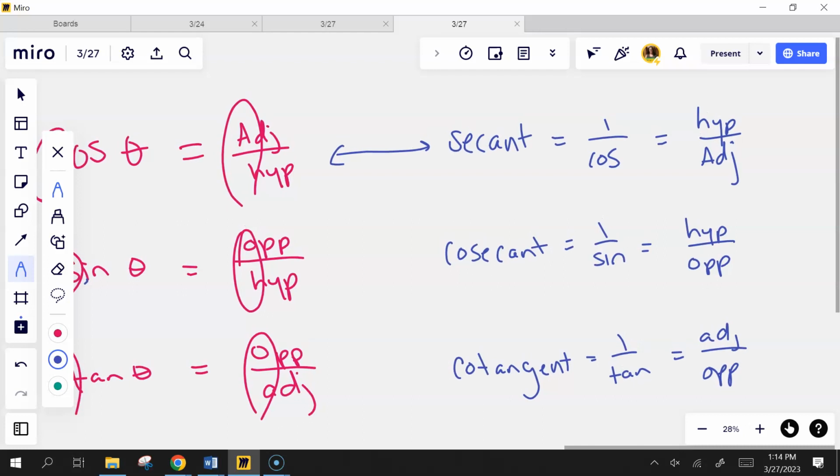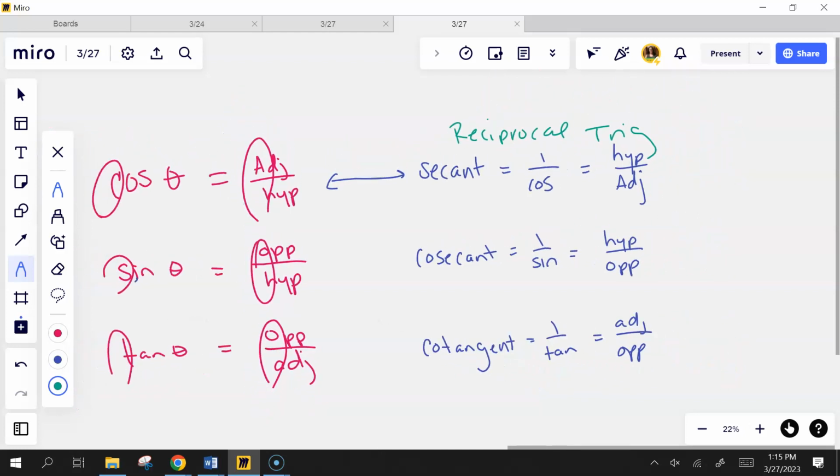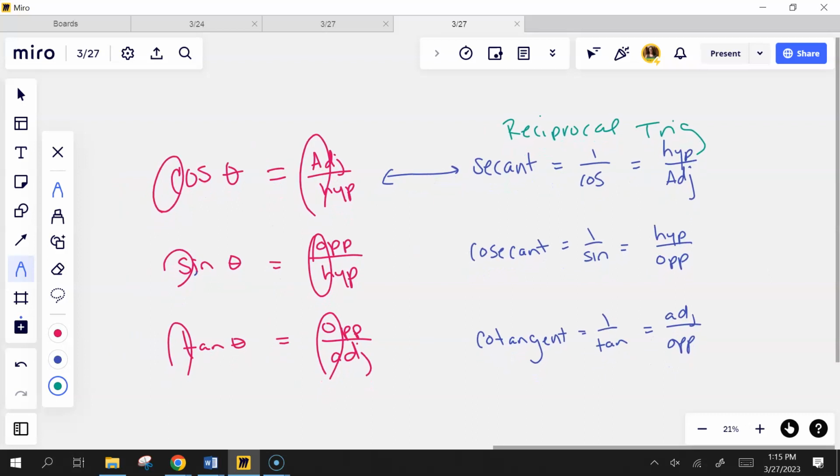These are what we call reciprocal trig functions. Why do you think that? My goodness, they're the reciprocals of their parents. Okay, this is very important if you haven't figured that out, so I'm going to leave it right here for a second. I probably should have started with sine since I start with SOHCAHTOA.